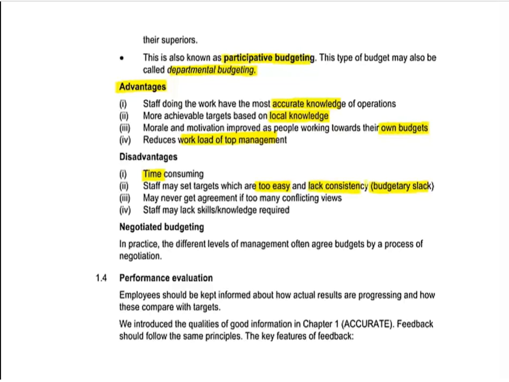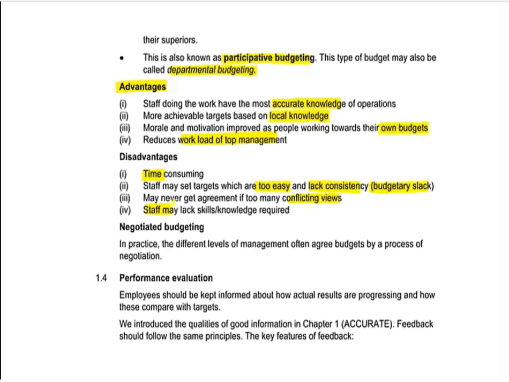There could also be a lack of consistency between managers. And we can end up with conflicting views, and we could end up with a situation where we go around the houses and never really get anything done. Sometimes then staff who are involved in production are not going to have the skills or the knowledge to prepare an adequate budget. So we've seen advantages then of top-down budgeting and also of bottom-up or participative budgeting.